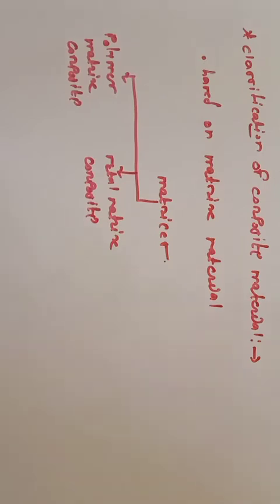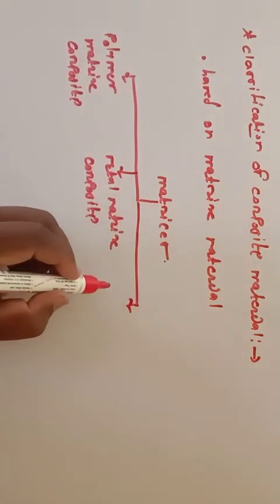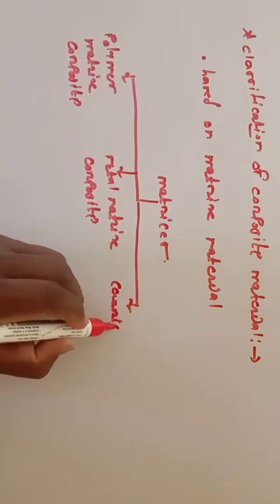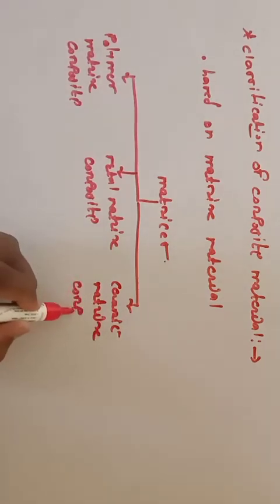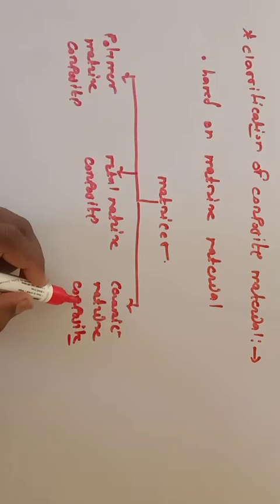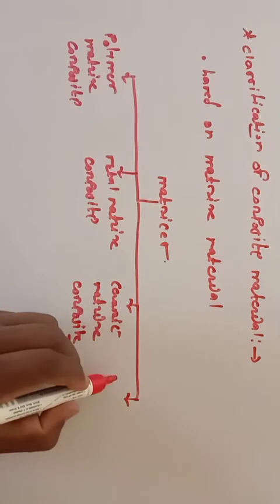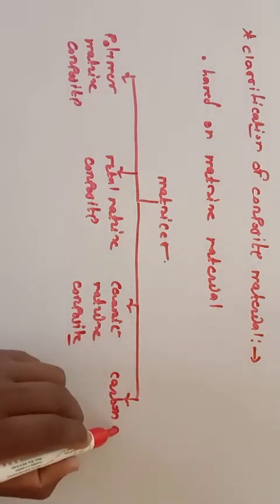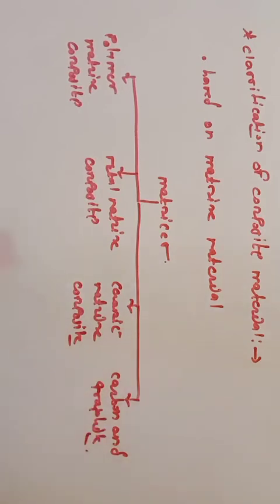First one is your polymer matrix composite, second is metal matrix composite, third one is your ceramic matrix composite. And the last one is your carbon and graphite. So this is the classification of composite material based on the matrix material.